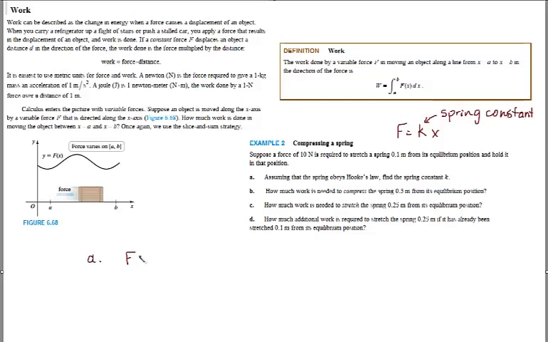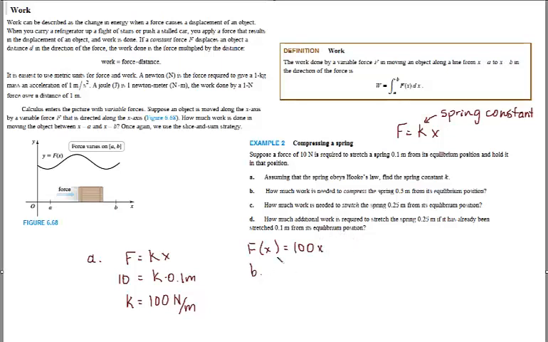Well, if F equals kx, and we have 10 newtons here, k, and 0.1, our units are all good because that's in newtons, that's in meters, and I'll just do that division and we will get k equals 100 newtons per meter. Well, this will allow me to do the rest of the problems, because I now know that my force function f of x equals 100 times my x.